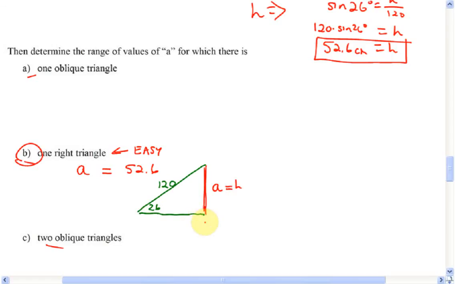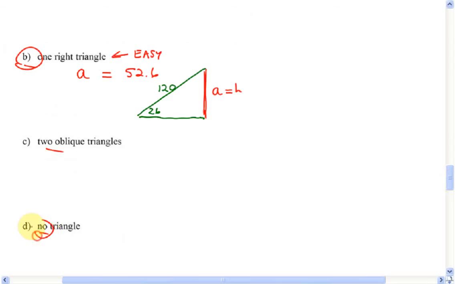Good. The next easy one, I think, is the last one. No triangle. If it's no triangle, what you see here is that A has to be less than 52.6.